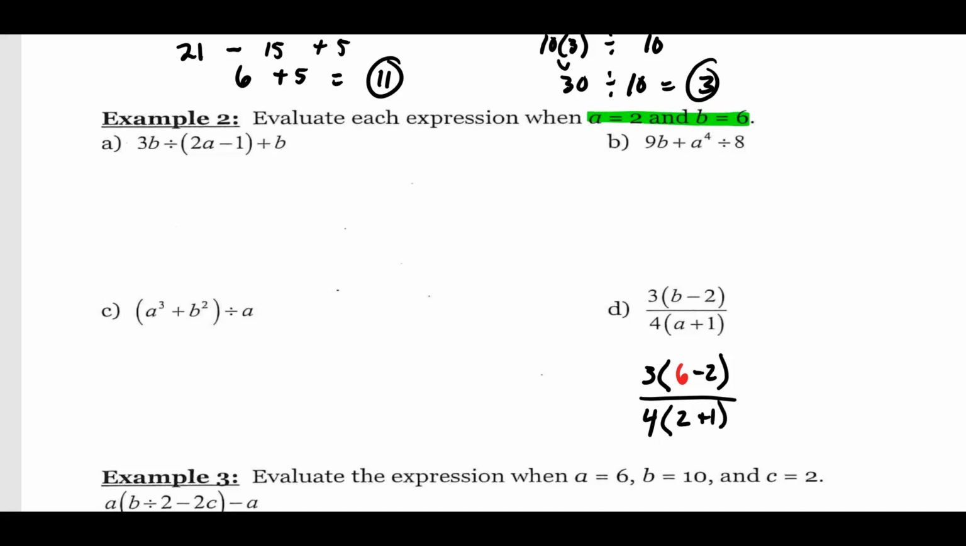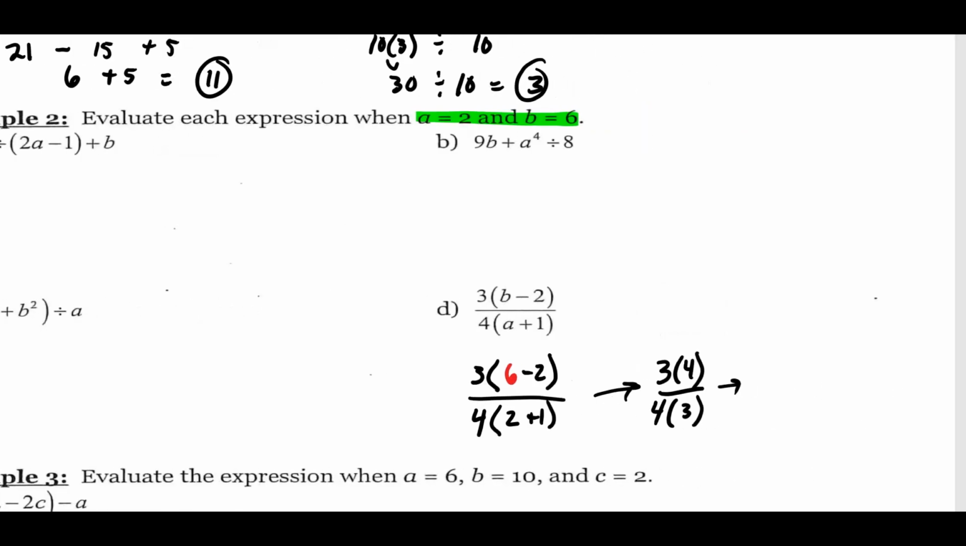Remember, you're going to do parentheses first, so this is going to go over here. It's going to look like this. 3 parentheses 4, that's what 6 minus 2 was, and then 4 parentheses 3, because that's what 2 plus 1 was. Keep on going over a little bit here. 3 times 4 is 12, and then 4 times 3 is also 12. You're going to do this multiplication before you do this fraction division. You'll do numerator and denominator alone, and this gives you 1 as your answer.